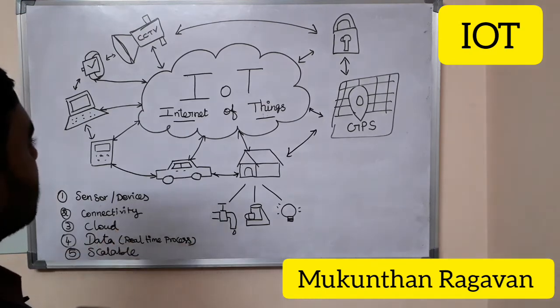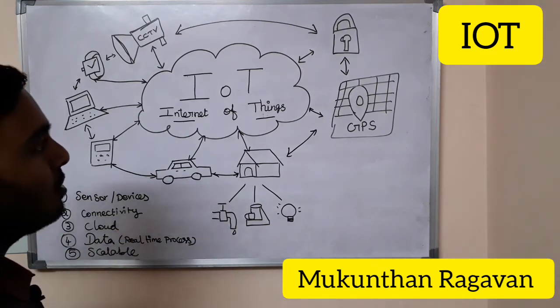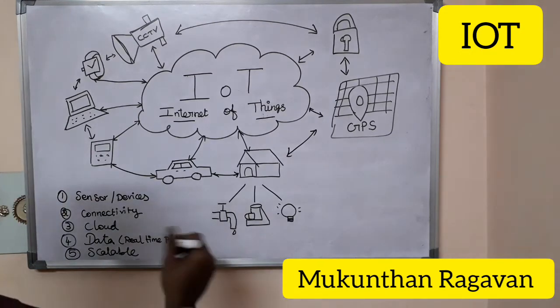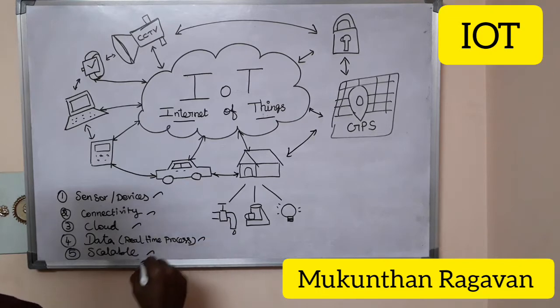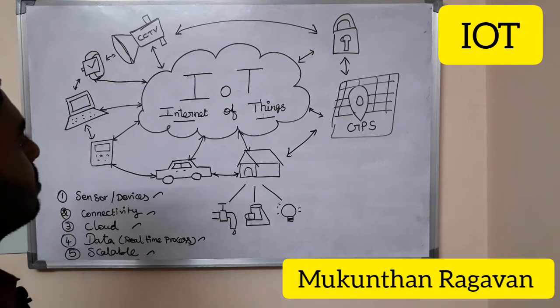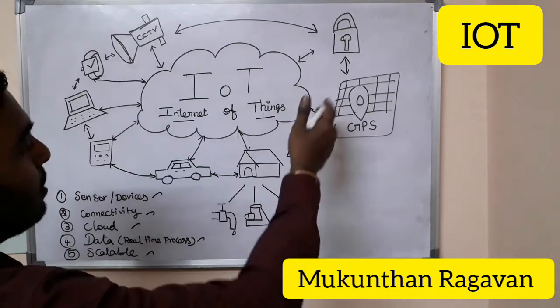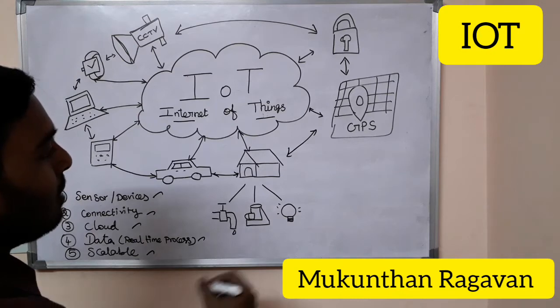In the Internet of Things, we will have different terminologies and different activities that we will do in future sessions. However, the basic things are sensors and devices, connectivity, cloud, real-time processing, and scalability. So first we will go with sensors and devices. We already saw the devices we use every day, and some devices do not interact directly, so we have sensors.